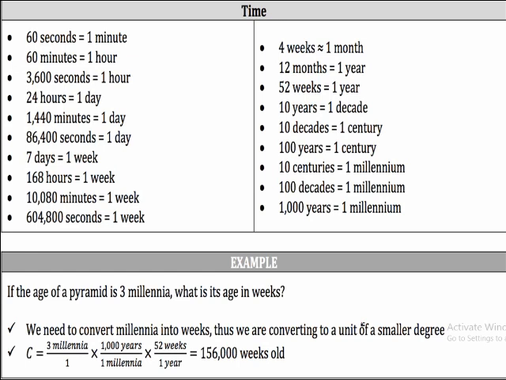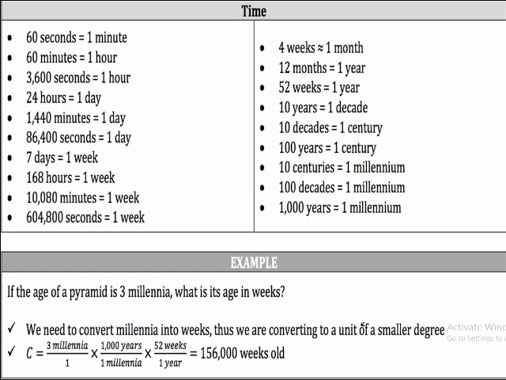Obviously 7 days equal 1 week, 168 hours equal 1 week, 10080 minutes equal 1 week, 604800 seconds equal 1 week, and 4 weeks equal 1 month. You can see 12 months equal 1 year, 52 weeks equal 1 year, 10 years equal 1 decade, 10 decades equal 1 century, 100 years equal 1 century, 10 centuries equal 1 millennium, 100 decades equal 1 millennium, 1000 years equal 1 millennium.